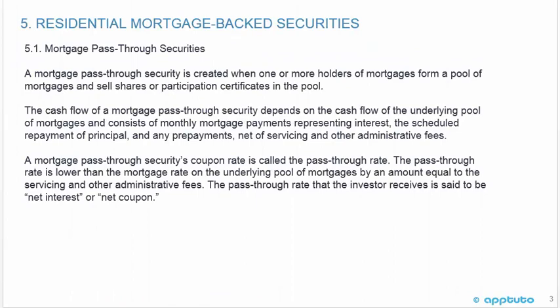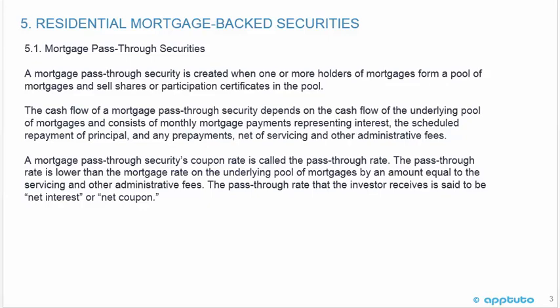Mortgage pass-through securities. A mortgage pass-through security is created when one or more holders of mortgages form a pool of mortgages and sell shares or participation certificates in the pool. The cash flow of a mortgage pass-through security depends on the cash flow of the underlying pool of mortgages and consists of monthly mortgage payments representing interest, the scheduled repayment of principal, and any prepayments net of servicing and other administrative fees. A mortgage pass-through security's coupon rate is called the pass-through rate.